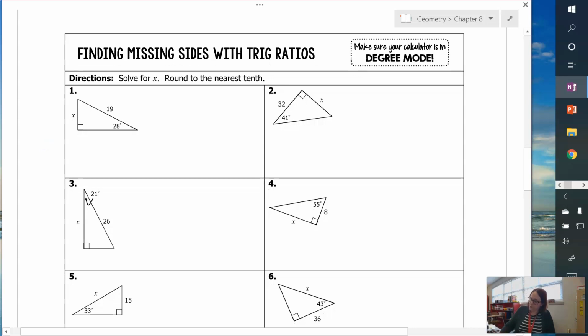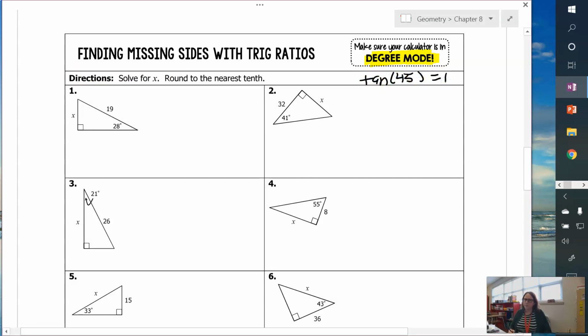This is super important. Make sure your calculator is in degree mode. If your calculator is not, what happens is your answers will be different from mine. Here's how you test your calculator for degree mode. Punch in tangent of 45.